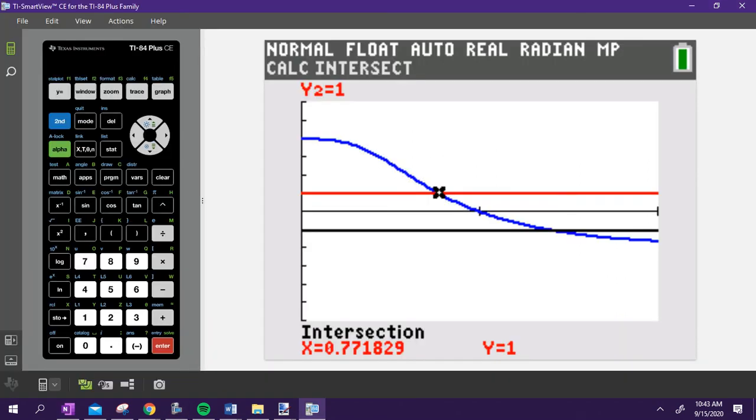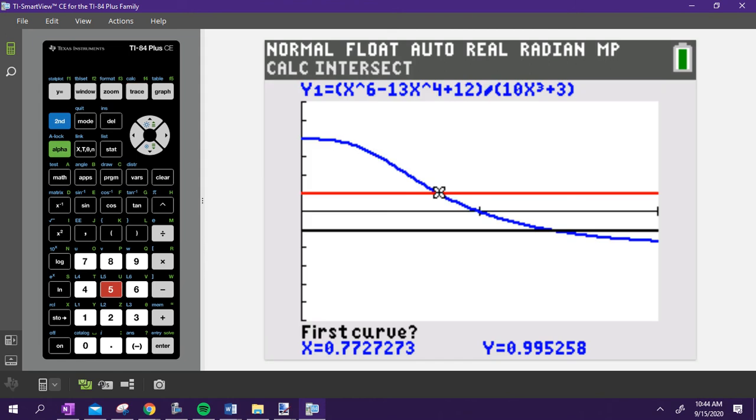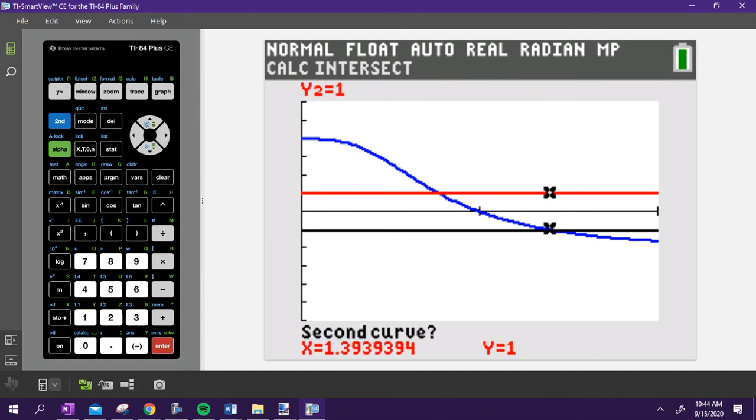Then I got to find the other one. So I'm going second, calculate, the intersect. I'm going to move my cursor down to here. First curve, I'm going to hit enter. Notice that when I hit second curve, it jumped back up to the red line. I don't want the red line. I want to know when I intersect the black line. So you got to hit the down button to get it to jump back on the black line.